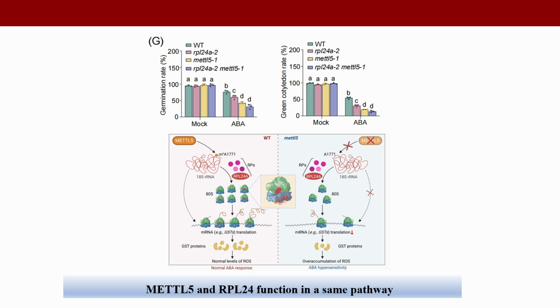In mettl5 mutants, the absence of m6A1771 compromises RPL24 incorporation into the ribosome, impairing the translation of GSTs. This results in excessive ROS accumulation and hypersensitivity to ABA.